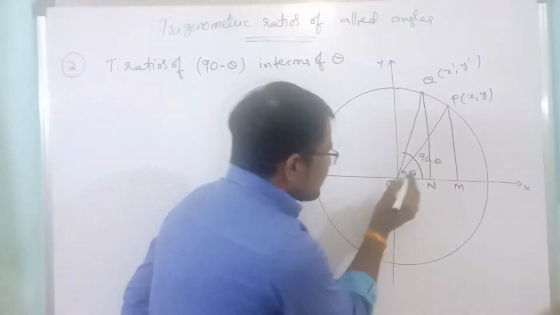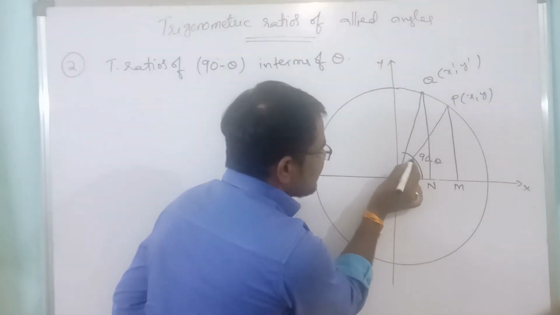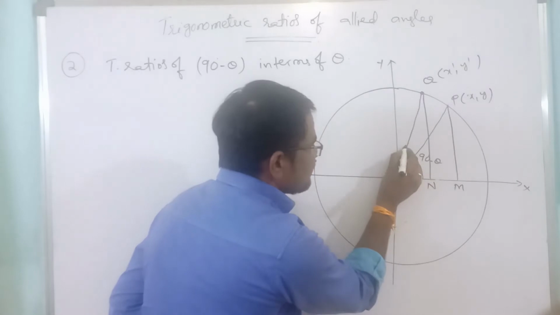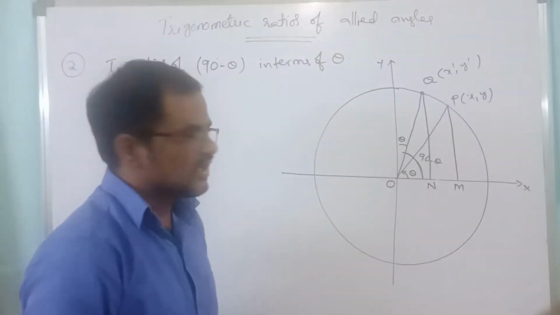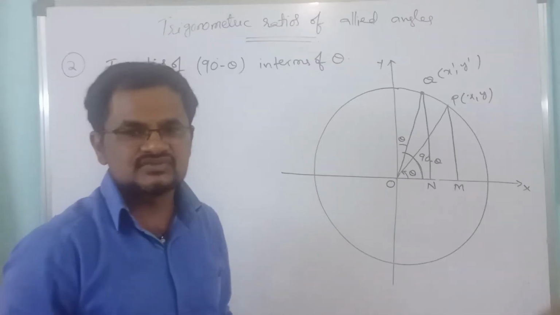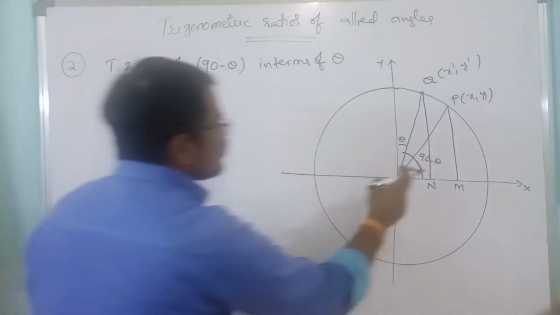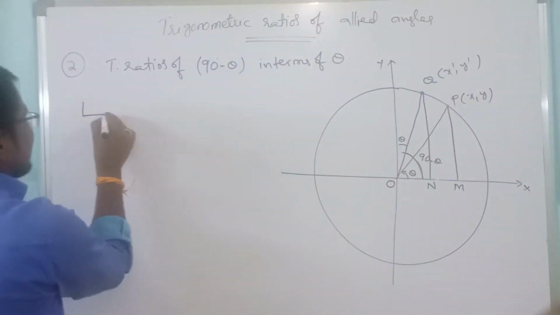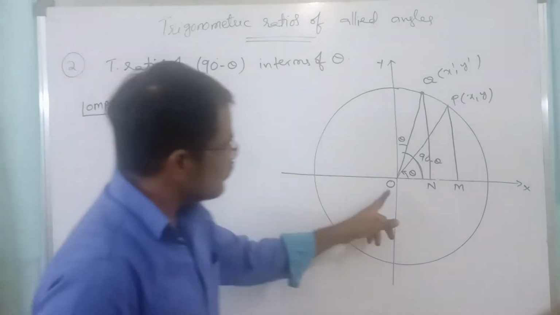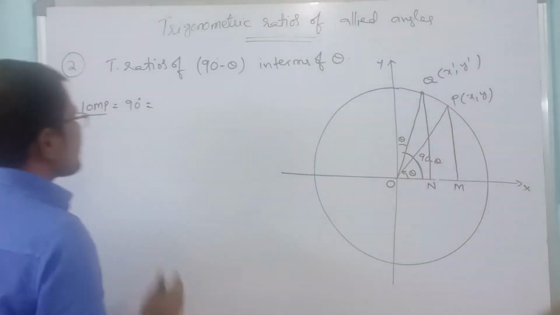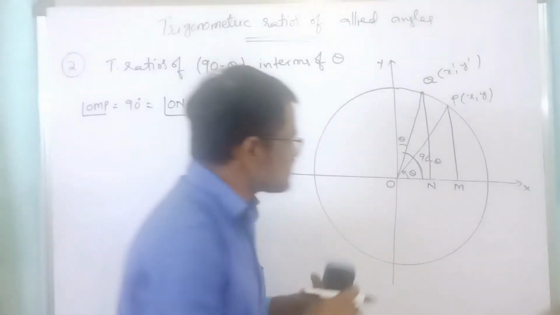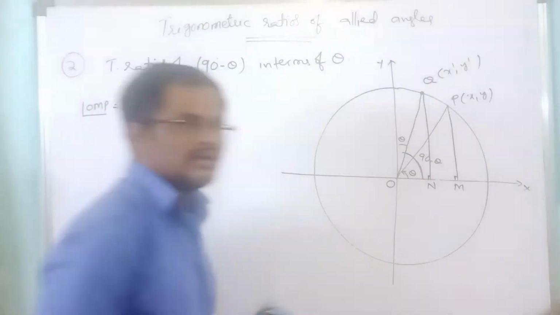Once again, listen here: this is theta, this is 90 minus theta, but this total is what? 90. So from here to here it is 90 minus theta, which means here it is theta only, because 90 minus theta plus theta equals 90. Satisfied, right? Now there are two triangles. Angle OMP equals 90 degrees, and angle ONQ also, here 90 degrees, here also 90 degrees.